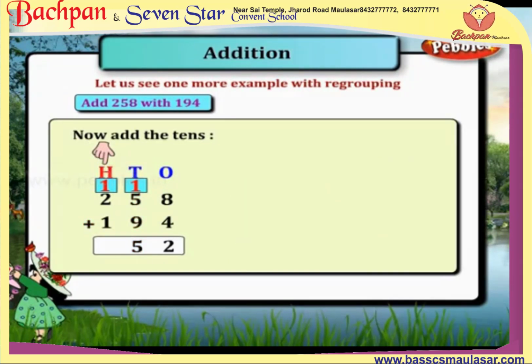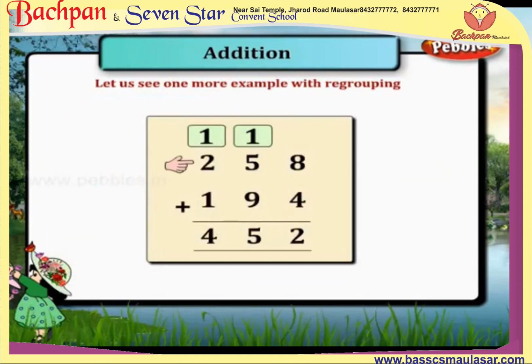Now add the hundreds. 1 plus 2 plus 1 equal to 4. Write 4 in the hundreds column. So 258 plus 194 is equal to 452.